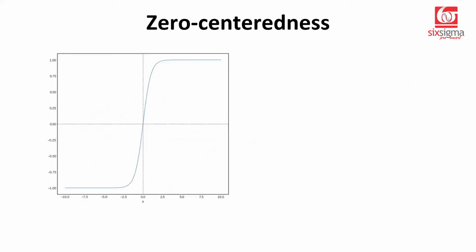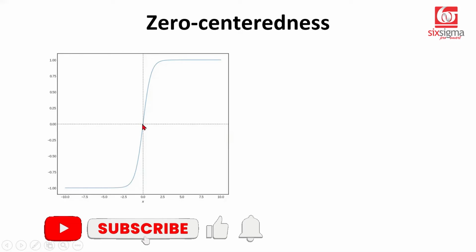Next is zero-centeredness. Now, this is important to understand. Let's say we take a function which is like this. How is this zero-centered? Are we talking about the x-axis? No. When we talk about zero-centeredness, we are essentially talking about being zero-centered at y. So if you see, this function attains a value 0, half of it is above 0 on the y-axis and half of it is below 0 on the y-axis. Such functions are called zero-centered functions.